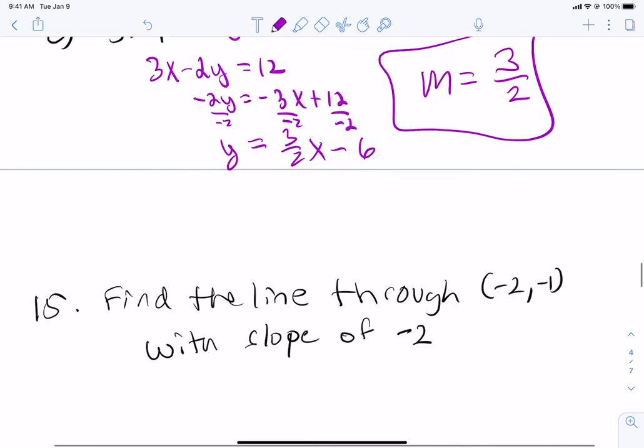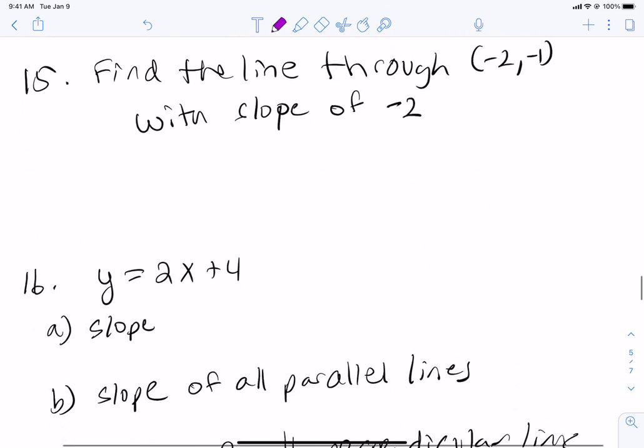Okay. Let's go through 15. 15 says to find the line through, and I could have even said the equation of the line, through negative 2, 1 with a slope of negative 2. So I think the most effective way to do this, and I've given you this equation earlier in the year, is the point slope formula. If you know a point and a slope and you want the equation of a line, this is all you need. We're going to plop into this really great formula.